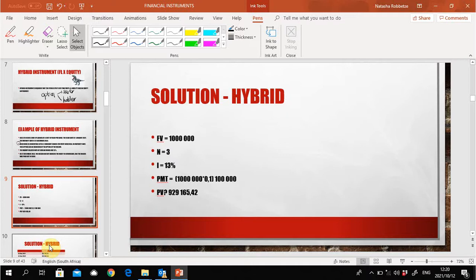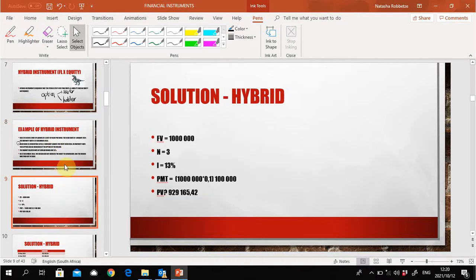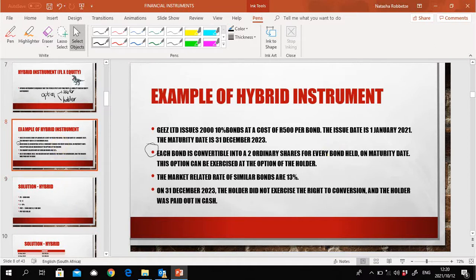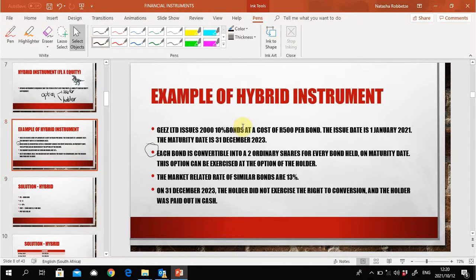So if we have to type the information into the financial calculator, we're going to have our future value, and that is basically the maturity amount. How much is the amount that we have to pay to the holder of this bond in future? Well, they buy 2,000 bonds at 500 Rand. So we will have to give them their money back. So for the future value, we're going to say it's 1 million Rand, which is then this amount. Just make sure we understand, 2,000 times 500.